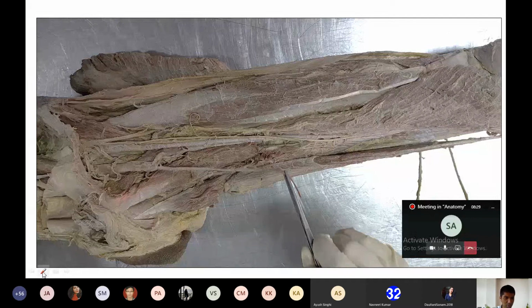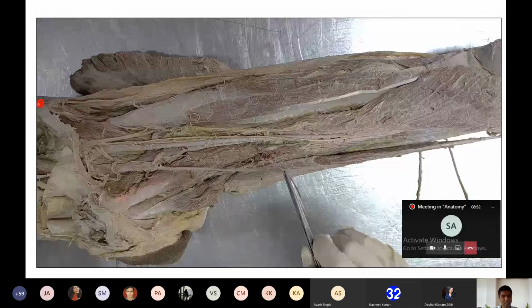So here you can see the front of the thigh in the picture. I am telling the important things for the practical one by one. This whole area is the front of the thigh. First of all, you have to identify the side of the thigh. Which side is this? Front of the thigh. Here you have to identify the ASIS, anterior superior iliac spine.